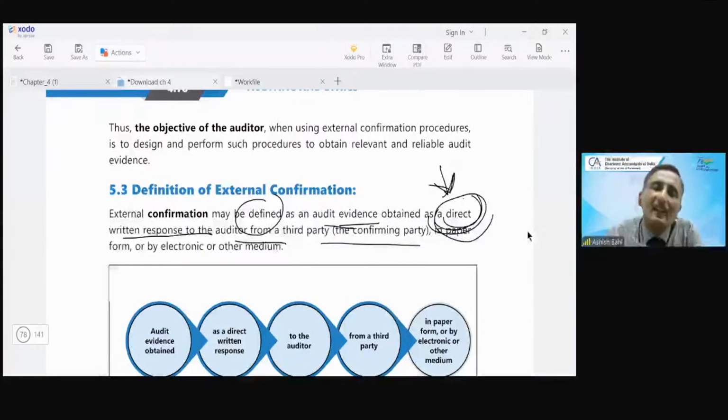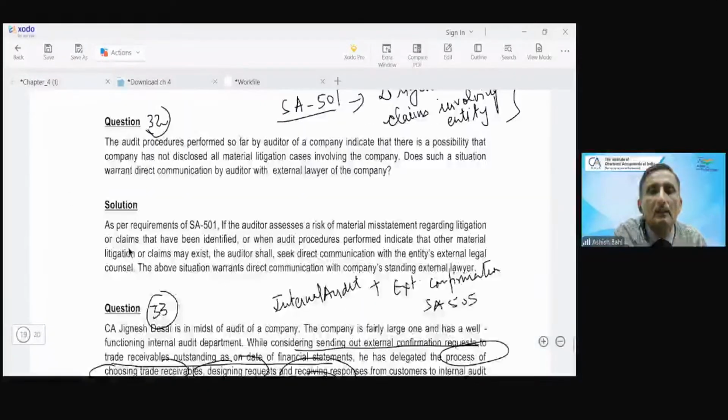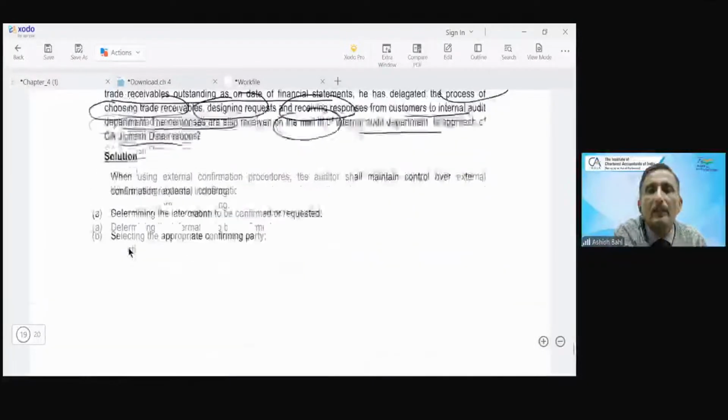So what is the external auditor doing? He can't delegate this work. These fall in his area. He has to see to which parties external confirmation requests are to be sent by considering the risk involved. Clear? So what is the answer?